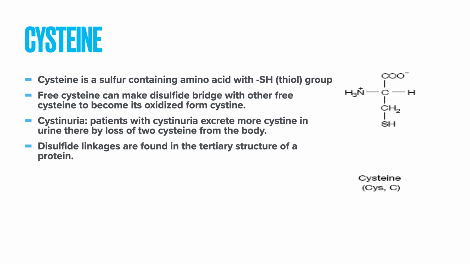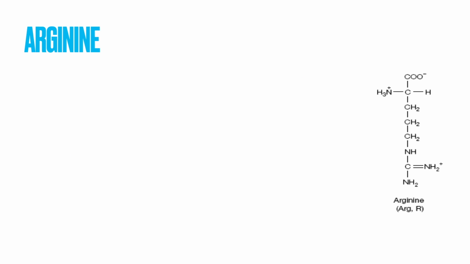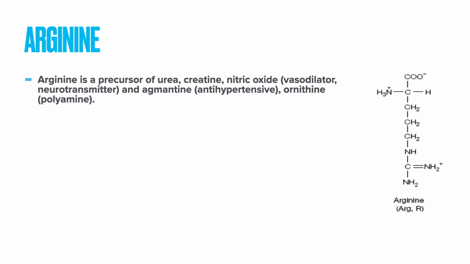And also disulfide linkage in a polypeptide chain helps in tertiary structure formation. It is kind of stabilizing the tertiary structure, remember that. And our next amino acid is arginine.